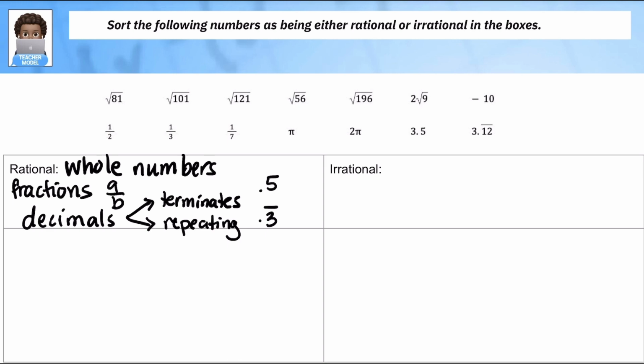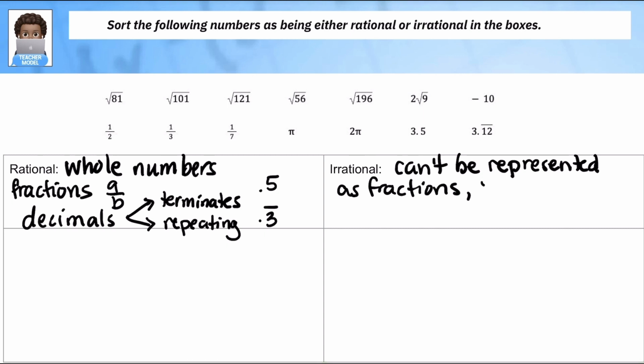Irrational numbers can't be represented as fractions, like pi. It's just a non-terminating, non-repeating decimal. Like if you ever have people go and say, hey, let's talk about all the numbers of pi, and it goes on and on forever and it doesn't repeat. That's why it's irrational.